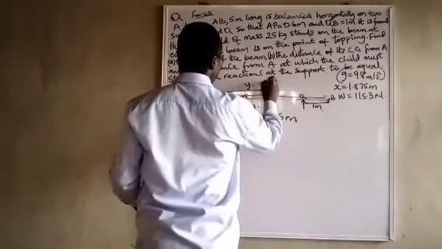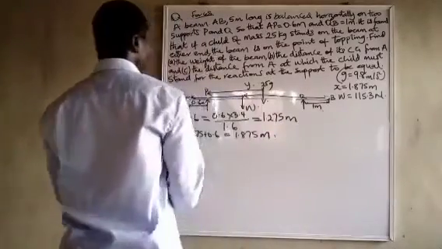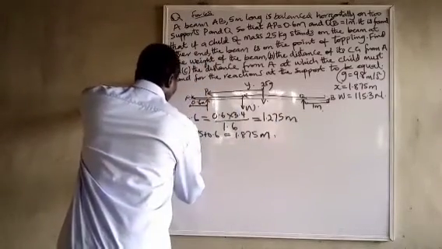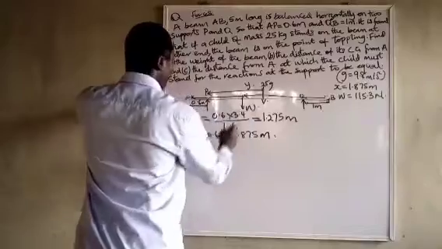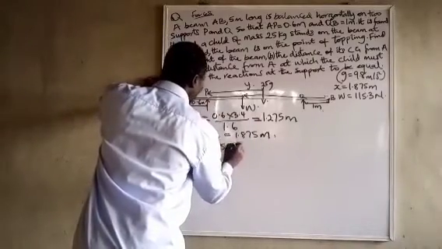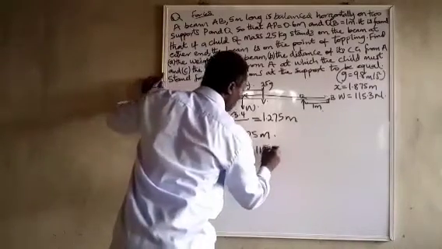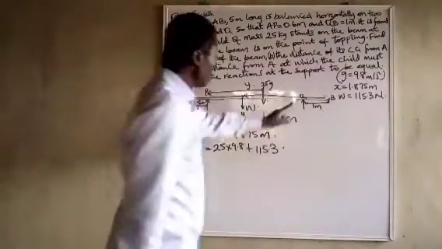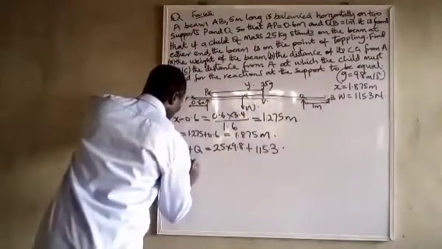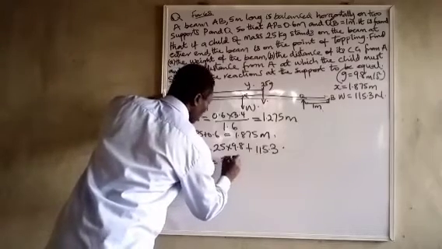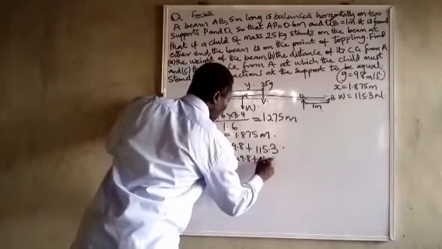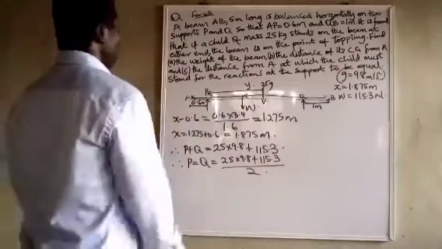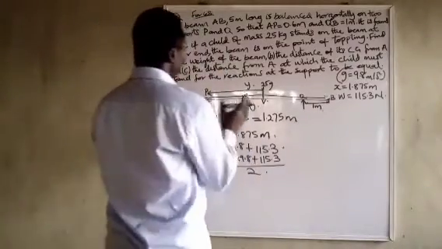This one is 25g downward. So the total force upward will equal the total force downward. Therefore, P plus Q will equal 25 times 9.8 plus 115.3. That is P plus Q. But we are told that for P and Q to be equal, P is equal to Q, which is equal to 25 times 9.8 plus 115.3 over 2. That is our P and Q.